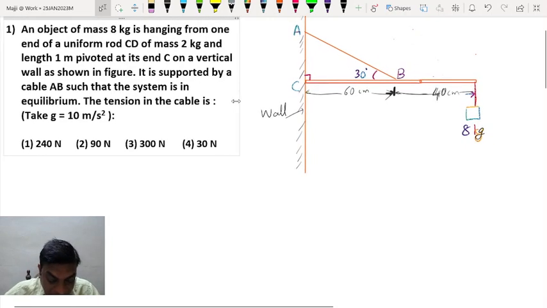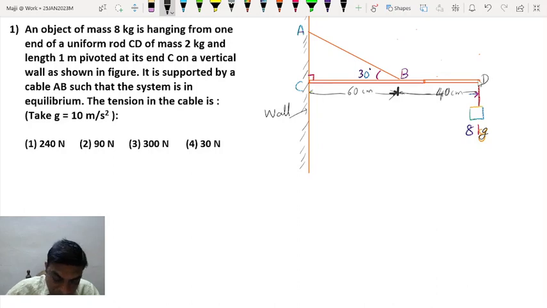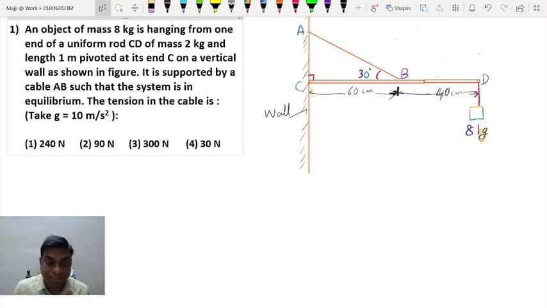An object of mass 8 kg is hanging from one end of a uniform rod CD. This is D. Of mass 2 kg and length 1 meter, pivoted at its ends on a vertical wall as shown in the figure. It is supported by a cable AB such that the system is in equilibrium. The tension in the cable is.